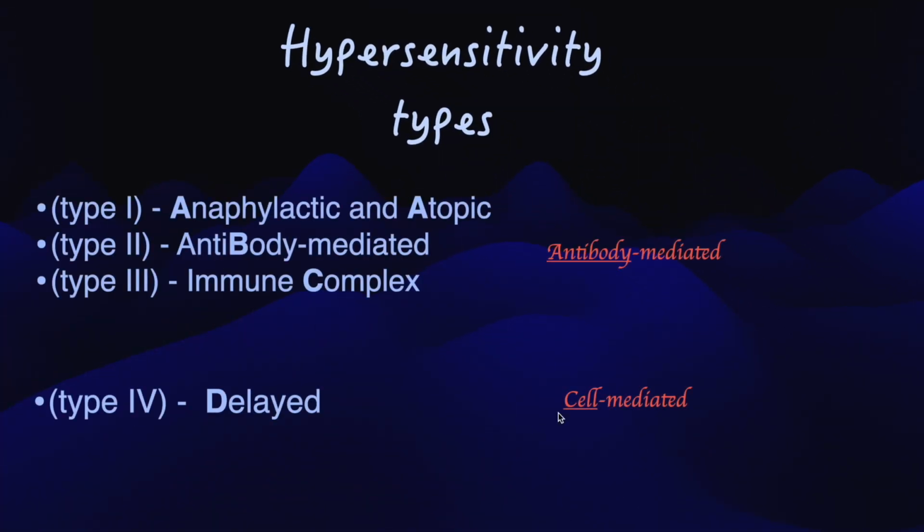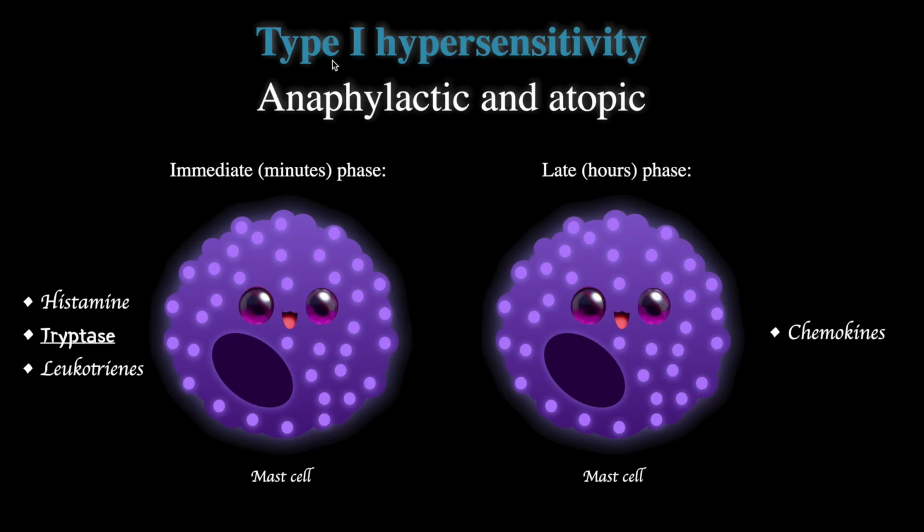As we already know, there are 4 types of hypersensitivity reactions. First one is anaphylactic or atopic, second one is antibody mediated, third one is with immune complexes, and fourth one is delayed one. Keep in mind that first, second and third are antibody mediated and fourth one is cell mediated. Type 1 or first hypersensitivity reaction, we call it anaphylactic or atopic one.